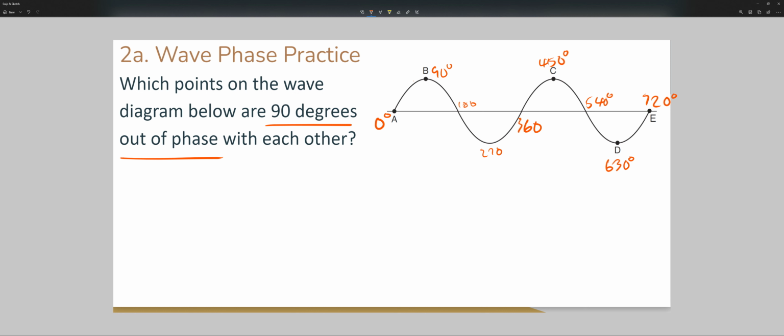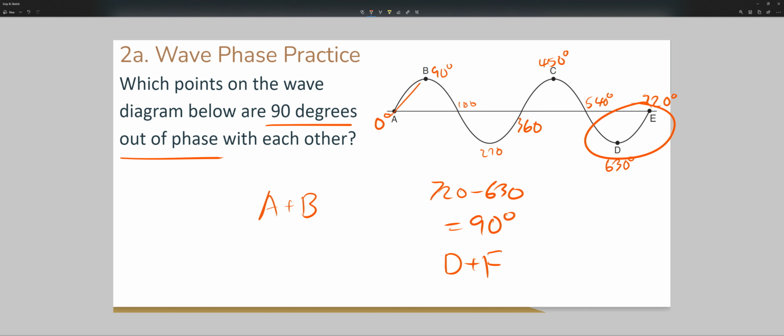Clearly A and B are 90 degrees apart. What other two points are 90 degrees apart? Also D and E, because if you do 720 minus 630, you get 90 degrees. So here we have two other points that are also 90 degrees out of phase, D and E.